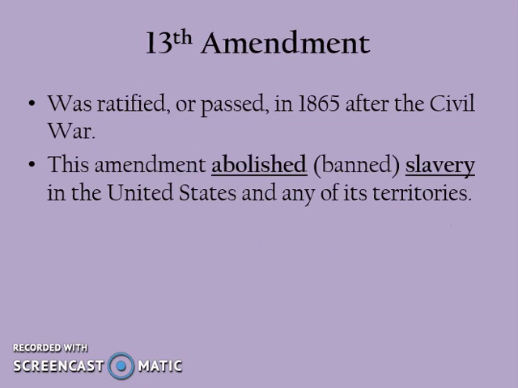Some good things happened during Presidential Reconstruction. The 13th Amendment was passed in 1865 after the Civil War. This amendment abolished or banned slavery in the United States and any of its territories.